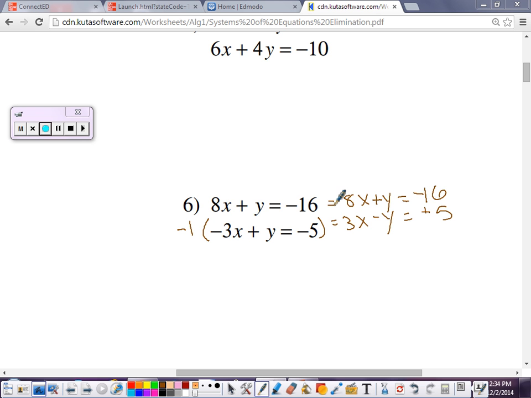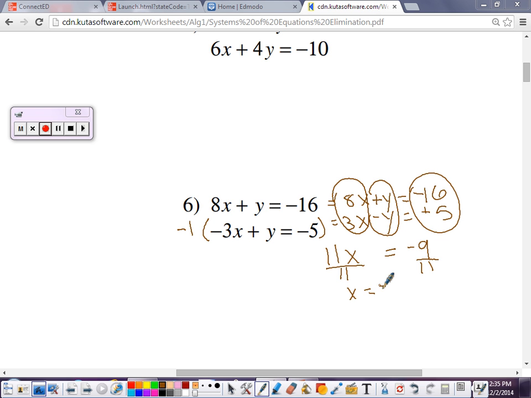Now, like in the last example, I'm going to combine my like terms. I'm going to combine the x's, combine the y's, and combine my answers. 8x plus 3x is 11x. A positive y, take away y, is 0. Negative 16 plus 5 is negative 9. Then I'm going to divide both sides now by 11. And I get x equals negative 9/11. All right, so there's my first coordinate. And yes, you can have fraction answers.